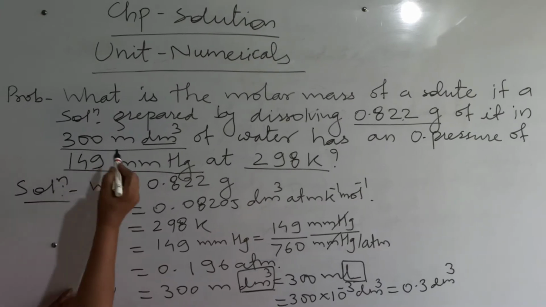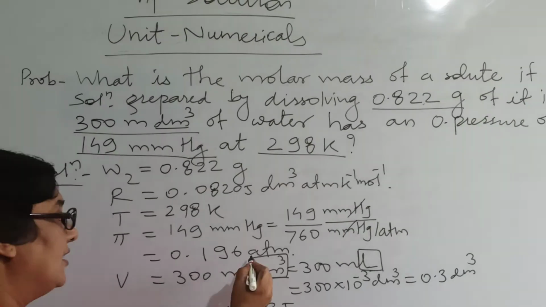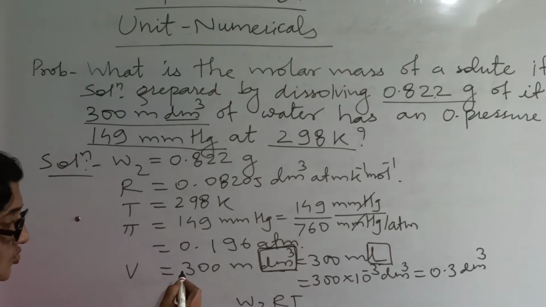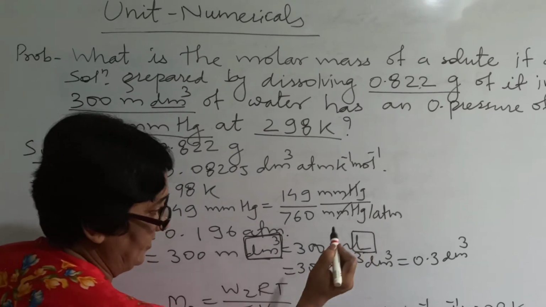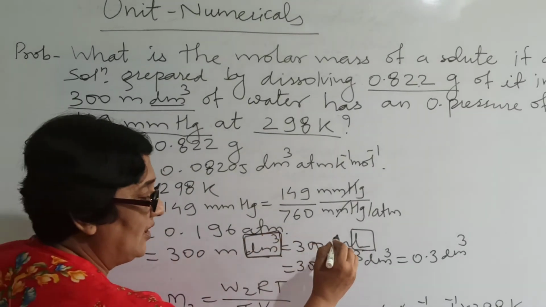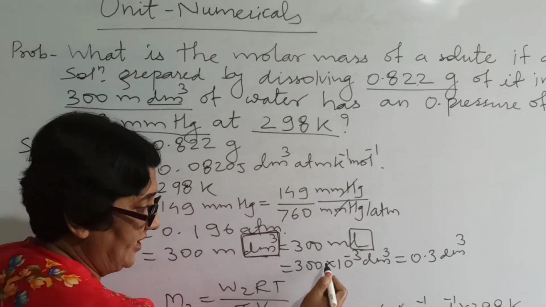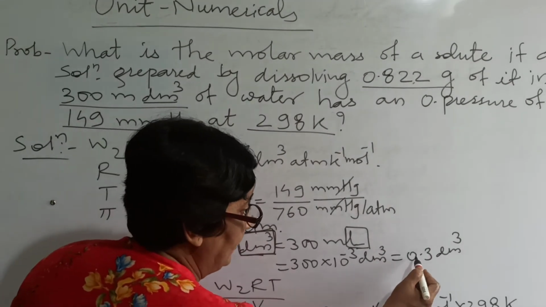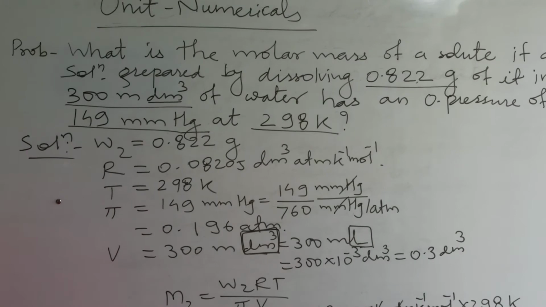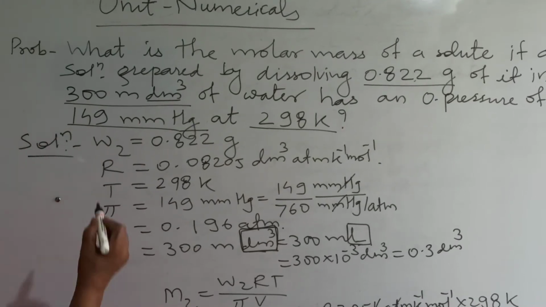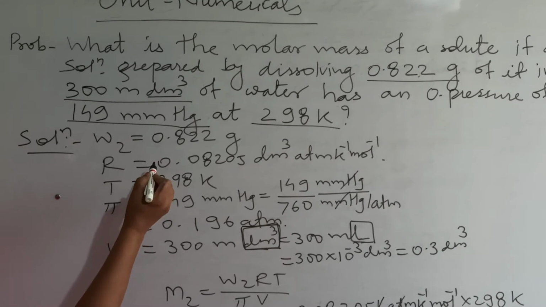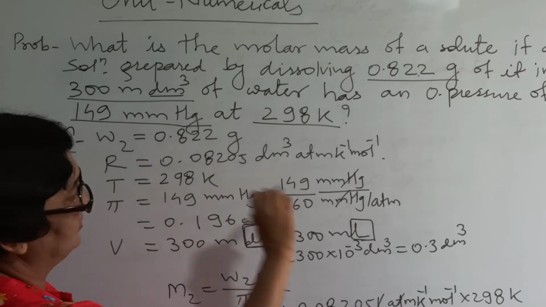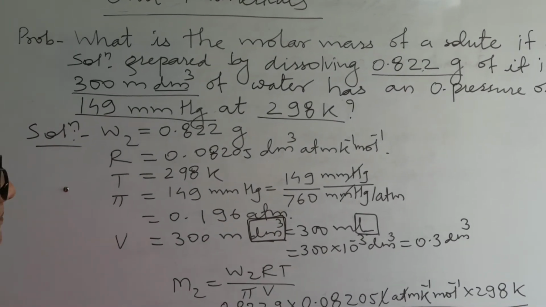What is the volume? 300 dm cube. You know very well that cubic decimeter is equal to liter. So it is equal to 300 ml. And now you have to convert ml into cubic decimeter. Therefore multiply 300 by 10 raised to power minus 3 cubic decimeter, and it comes to be 0.3 cubic decimeter. All these data is given. Here R is the constant we require and its value is 0.0820 cubic decimeter atmosphere per Kelvin per mole.